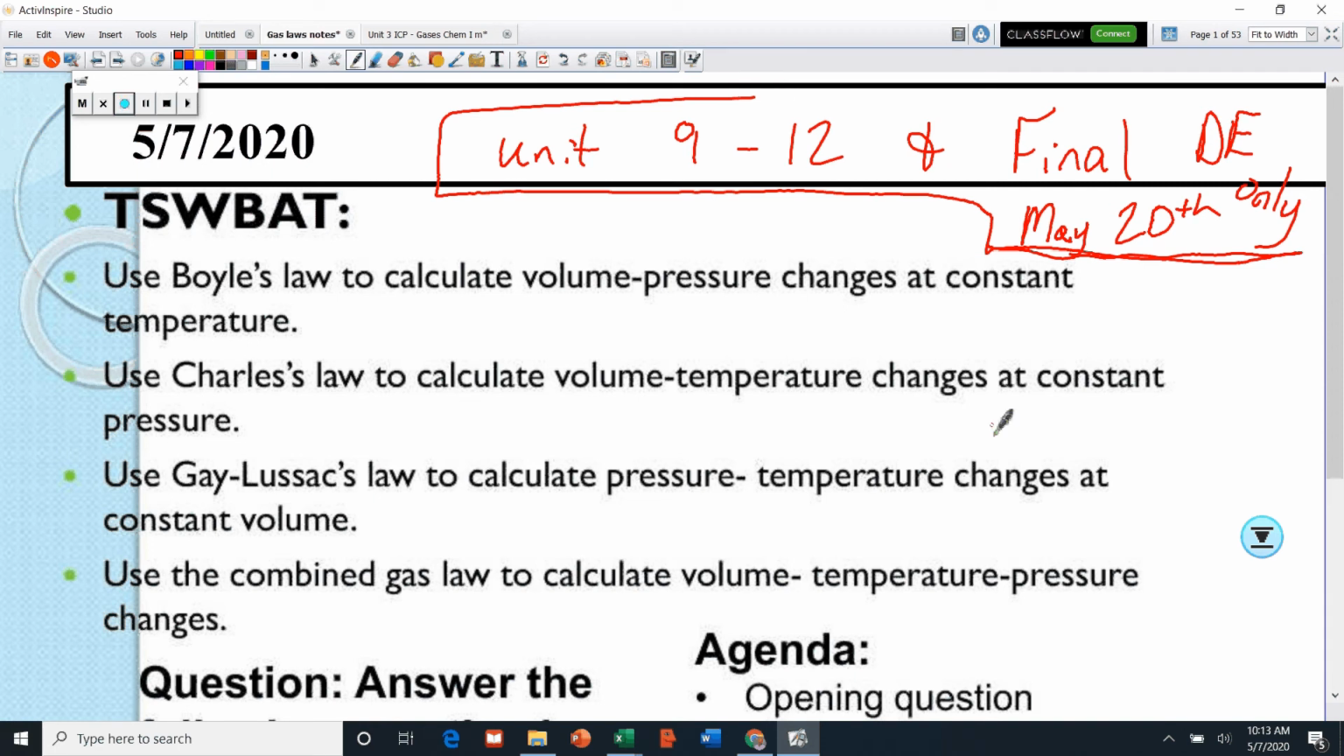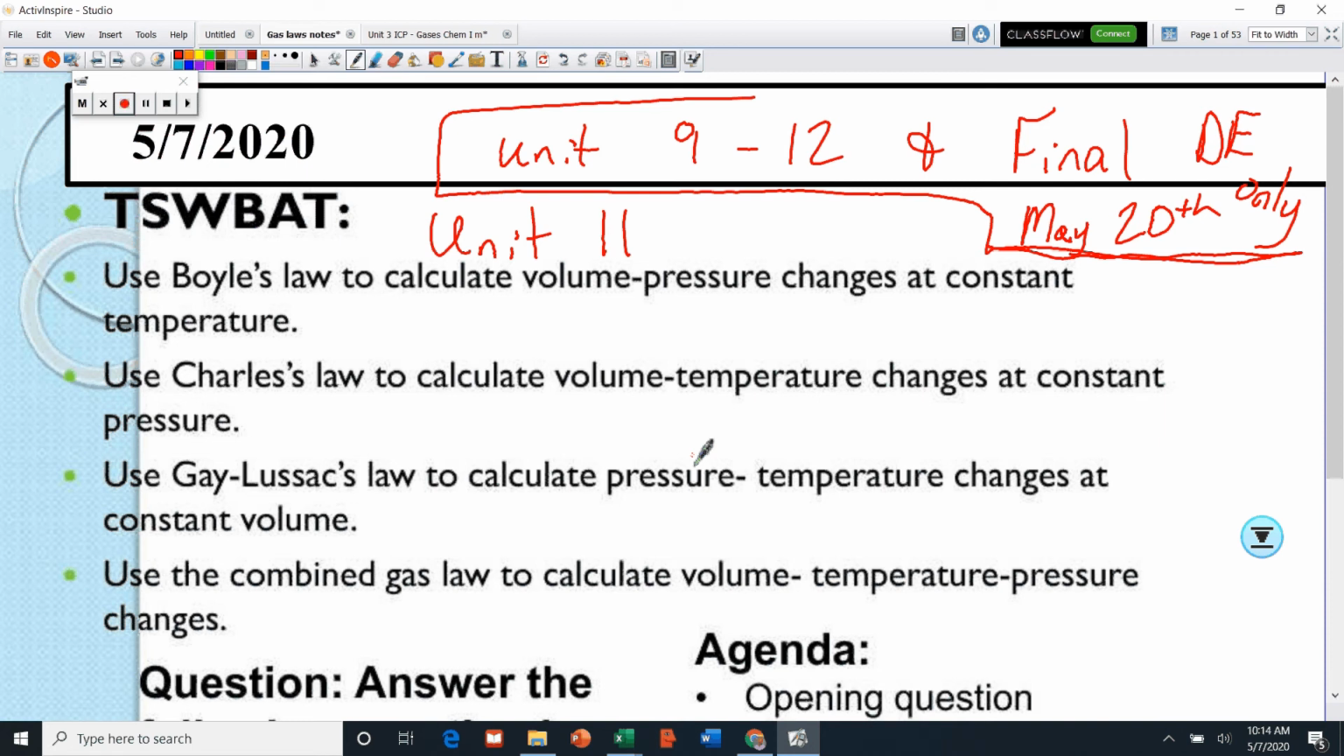All right, so getting into this material for everybody. This is going to be Unit 11 for us. I know I did it kind of backwards, that I did Unit 12 first, but this is actually Unit 11, and it's dealing with gas laws.